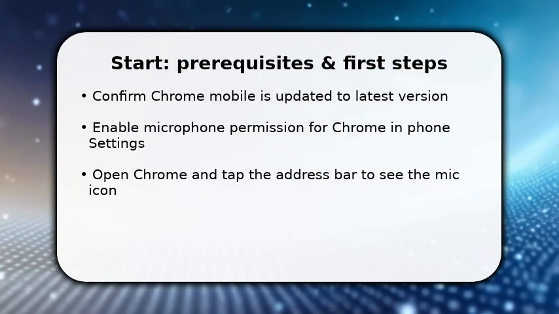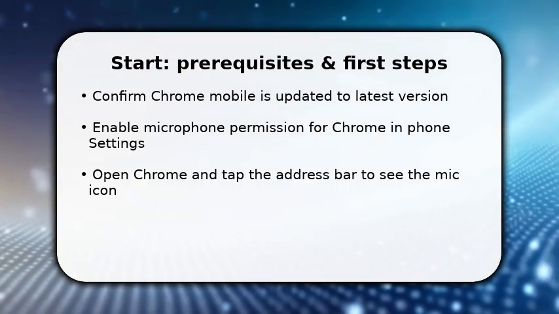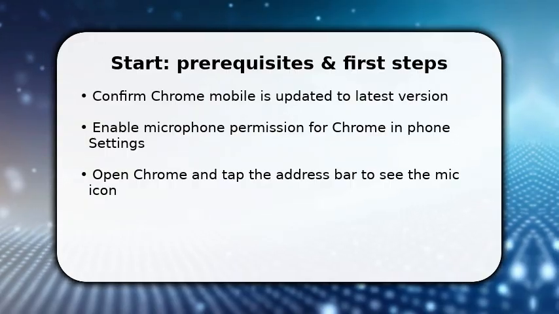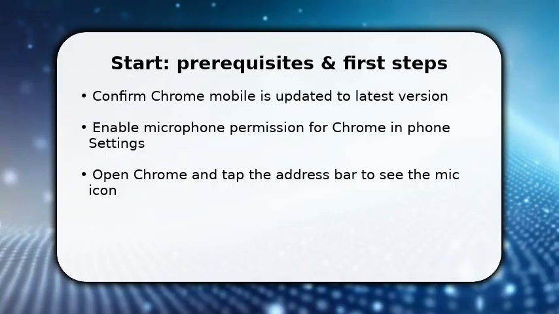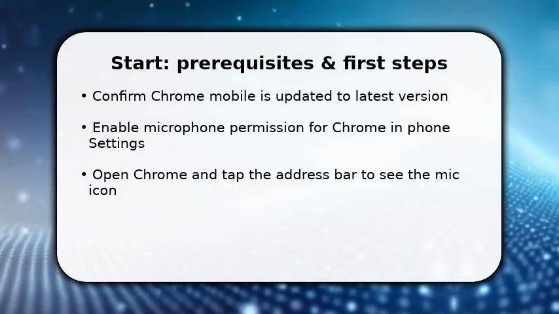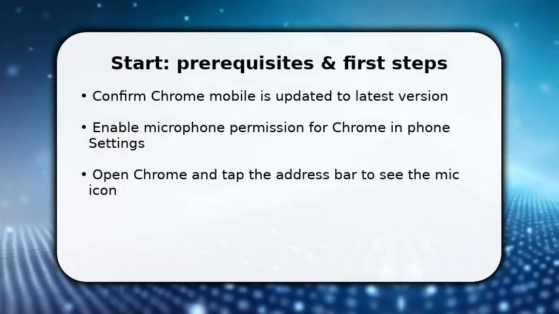You need Chrome updated and mic access before you start. First, open your phone settings and allow microphone for Chrome. This prevents permission prompts mid-process. Once done, open Chrome and tap the address bar. You should see a microphone icon on the right. If you don't see it, restart Chrome to refresh UI elements.